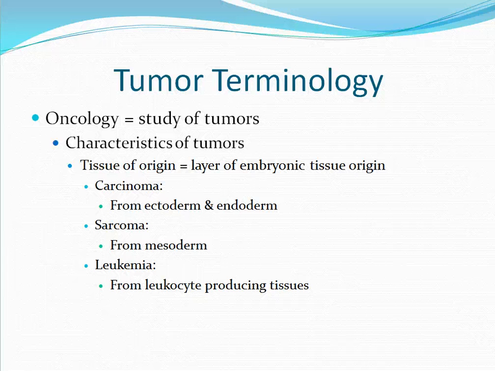The second characteristic is the tissue of origin. This refers to the layer of embryonic tissue origin. If the tumor arises from ectoderm, which refers to the outer layer of the body or the skin, or if it arises from endoderm, which is the protective lining of our internal organs, it is referred to as a carcinoma. If the tumor arises from mesoderm, which means organ tissue, it is called a sarcoma. It is termed a leukemia if it arises from leukocyte-producing tissues.